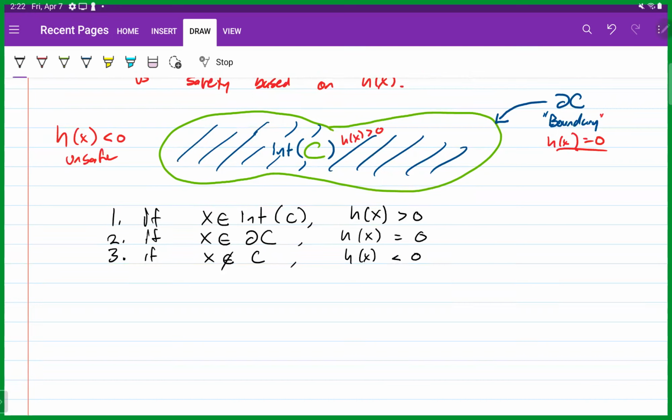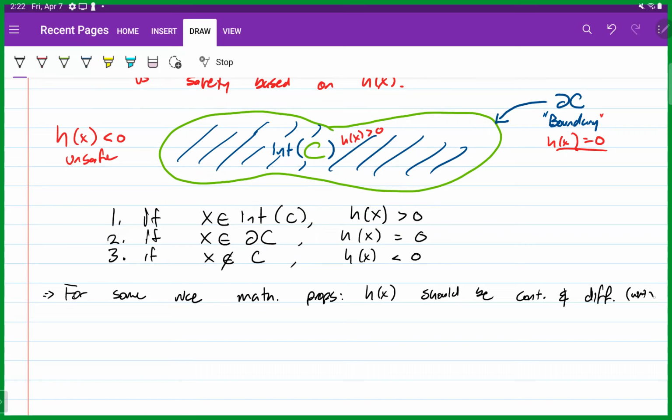We're going to add a couple different constraints onto this function as well, just to give us some nice properties a little bit later on down the line. So for some nice mathematical properties, we're going to say our H of X should be continuous and differentiable with respect to X.